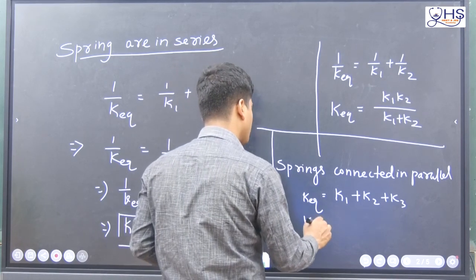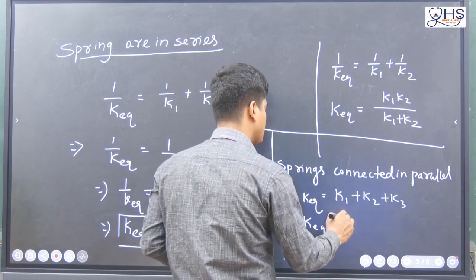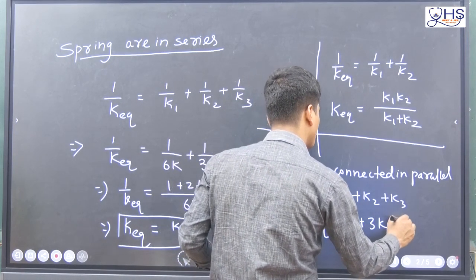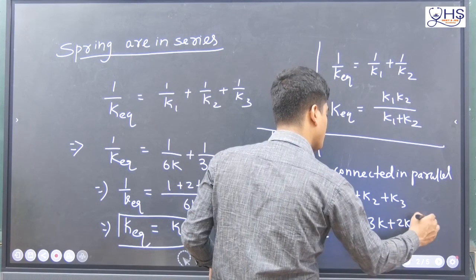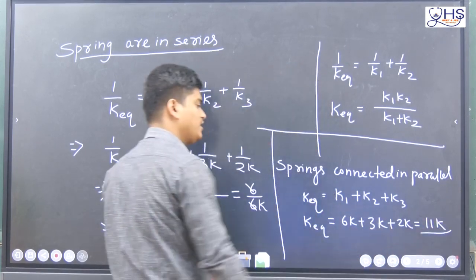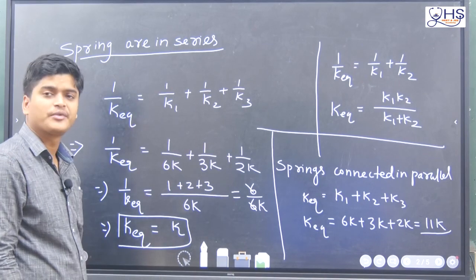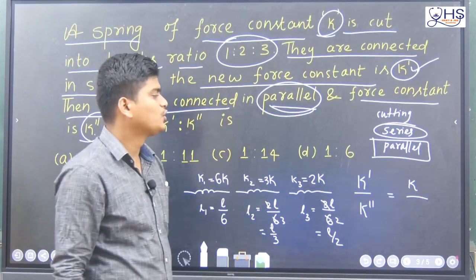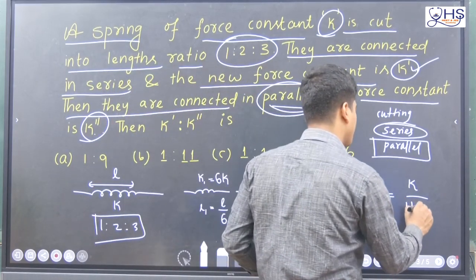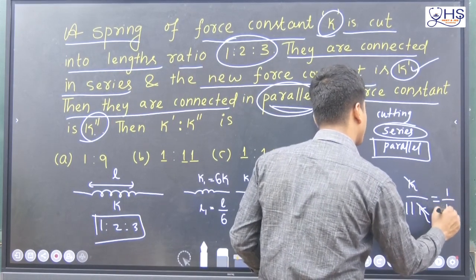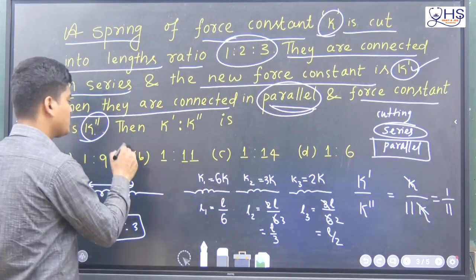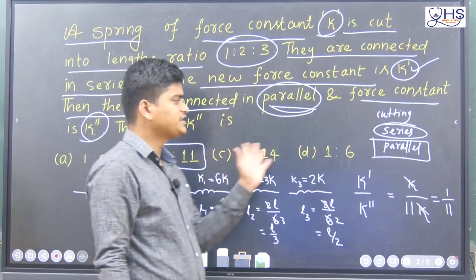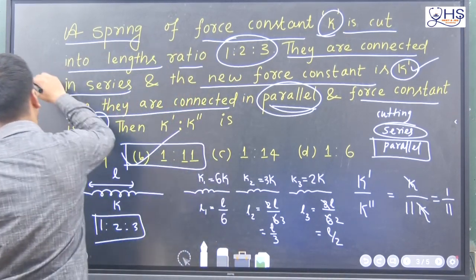Now what is K equivalent? K equivalent is just 6K plus 3K plus 2K. So how much is the total? It is coming 11K. So K equivalent is coming 11K for this particular question, because they have given K1 as 6K, K2 as 3K and K3 as 2K. So I can write here it is 11K. Now K cancels, how much am I getting as the answer? 1 by 11. So your answer will be option B, which is 1:11. Okay, so this is a NEET previous year question from 2017.